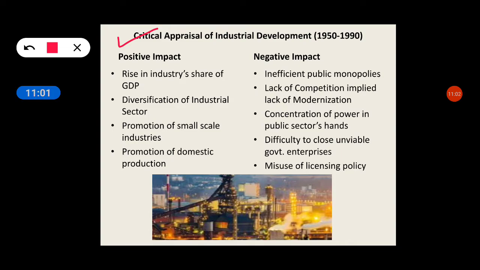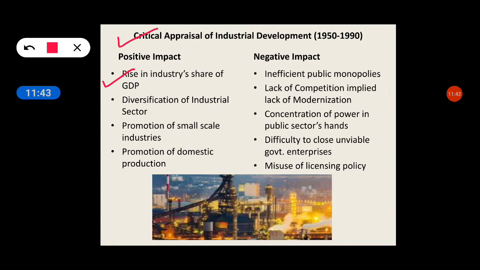So let's first go to the positive impact. The first one is the rise in industry's share of GDP. Because of the policies of the government, we found that there was a rise in the share of industry towards GDP. What we were witnessing was the structural transformation, as we have discussed in our previous videos, that when an economy develops, the share of the agriculture sector goes down, whereas the share of the industry and services sectors goes up. So we could see that the share of industry was rising, which shows that our country was witnessing structural transformation.